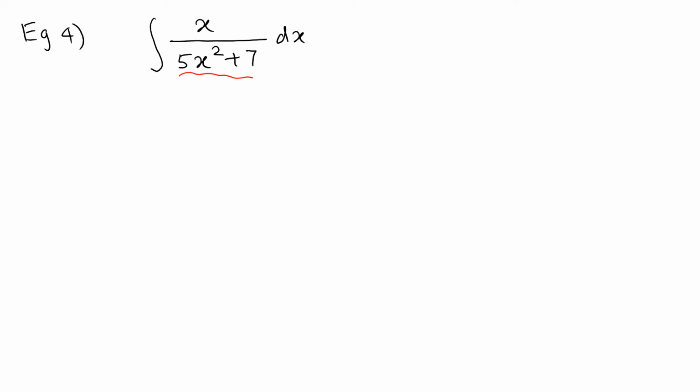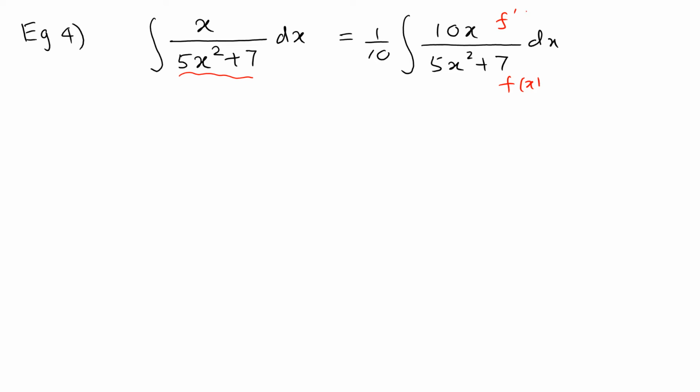So we're going to use a simple trick here. The first step is we are going to get 10 here. So we're going to multiply by 10 and divide by 10 at the same time. So it's 1 over 10, and then x over 5x squared plus 7 dx. Now you can see we have the formula that we need. We have a function in the bottom and the derivative on the top. So this is simply going to be the natural log form.